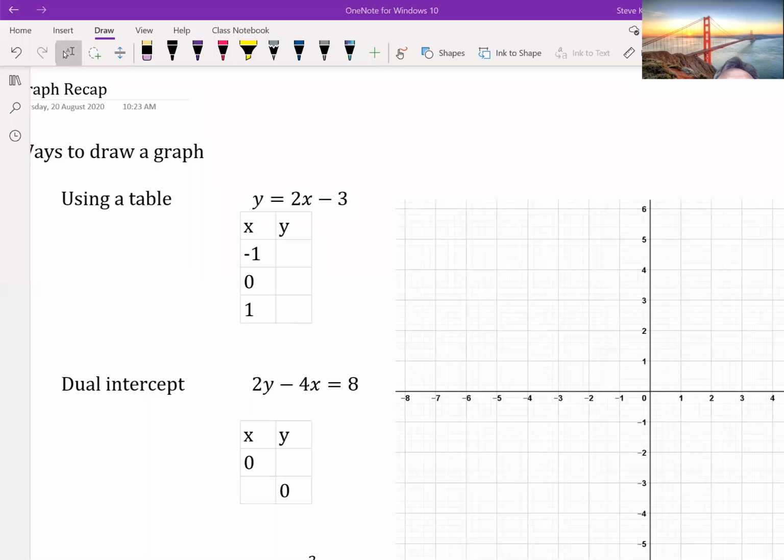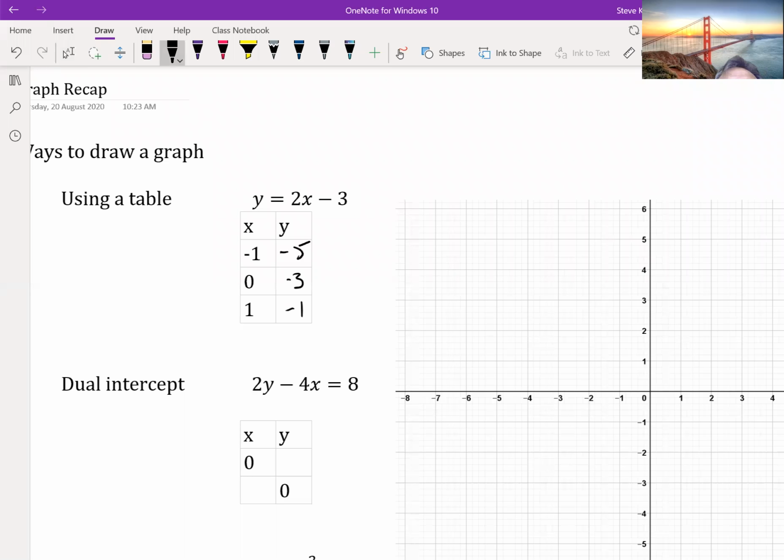of values. And you really only need 3 values for a straight line. For a parabola, for a curve, it needs to be more, but for a straight line, you just need 3. And the easiest 3 values to use are 1, 0, and -1. So go and plug those into the equation, and what do you get? -1 times 2, that's going to give me -5 over here. When x is 0, that's going to give me -3. And when x is 1, this is going to give me -1.